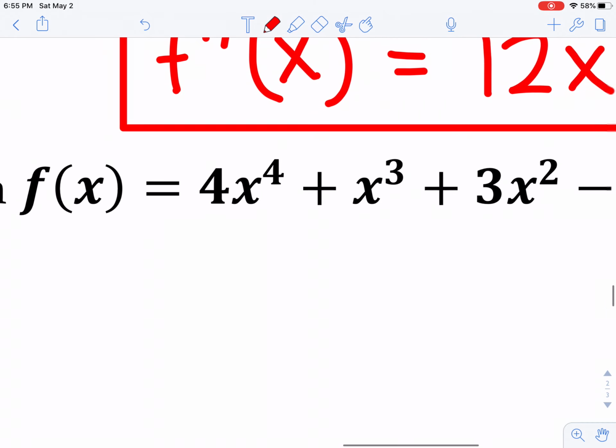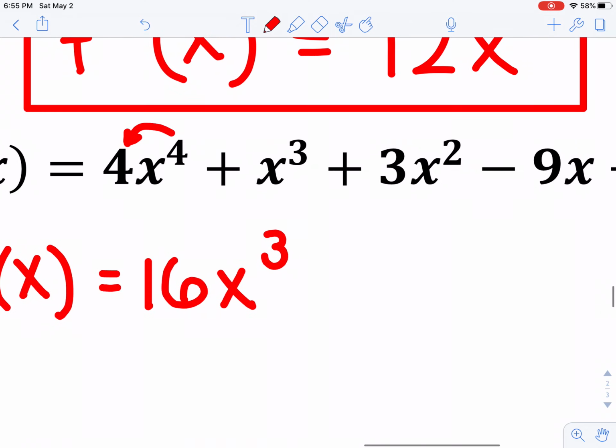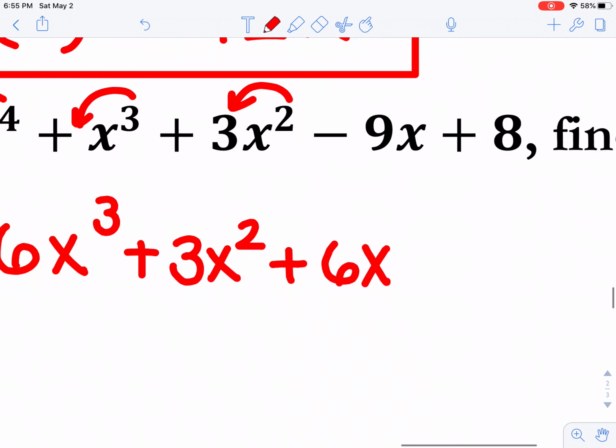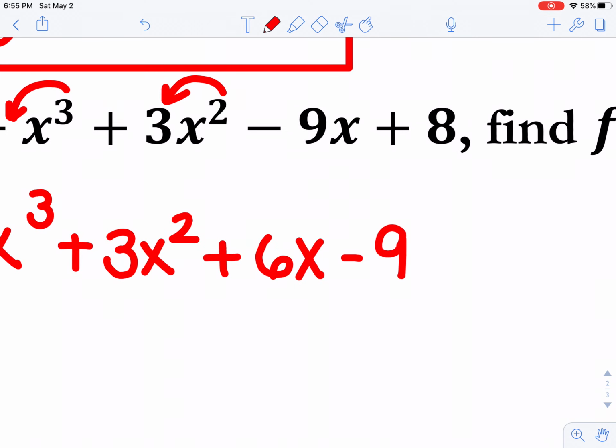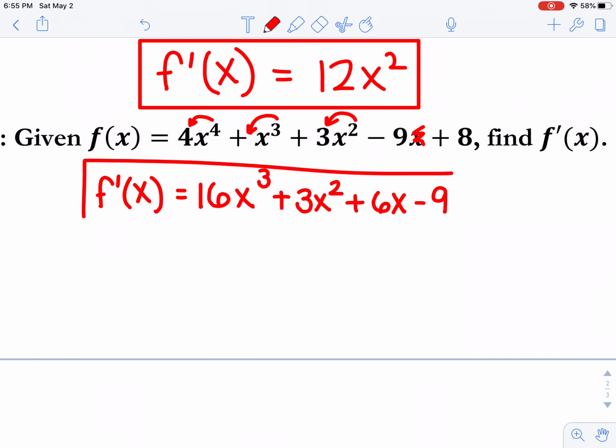Last but not least, let's go a little bit quicker here. Drop down the 4. 4 times 4 is 16. X to the third. I drop my exponent down by 1. Next part, drop the 3. X to the second. Next part, drop the 2. 3 times 2 is 6. X to the first, which is just an x, minus 9. The x just goes away. Technically plus 0, but I don't have to write that. And I'm done.